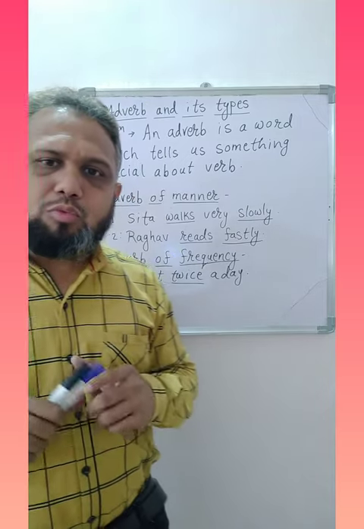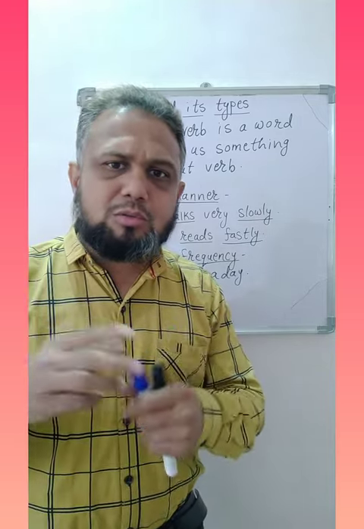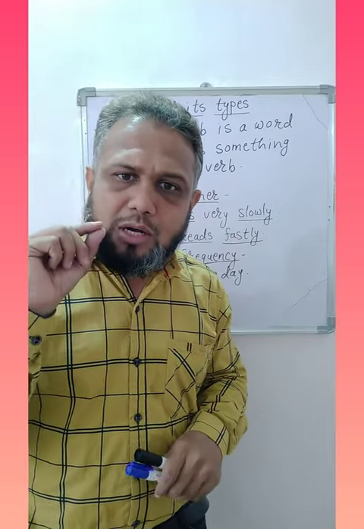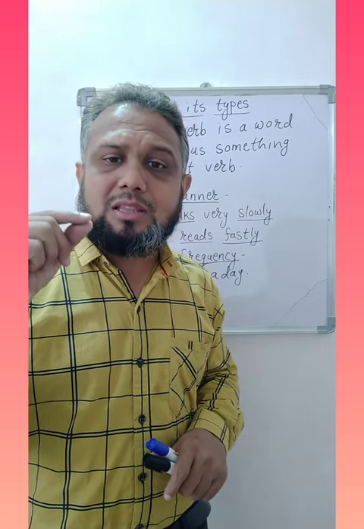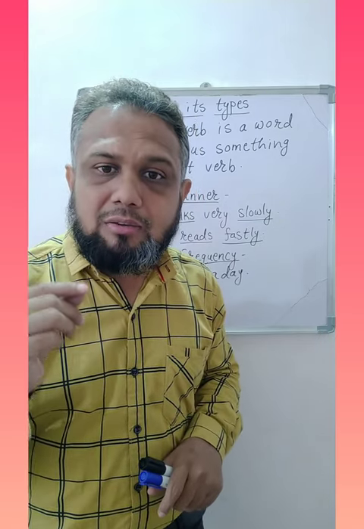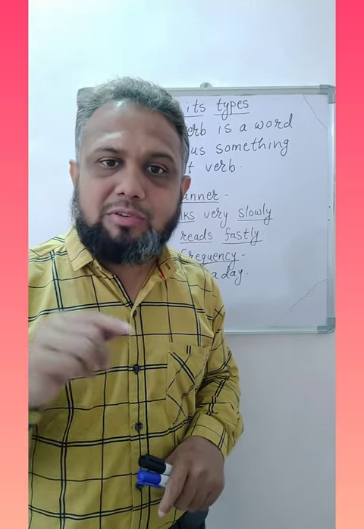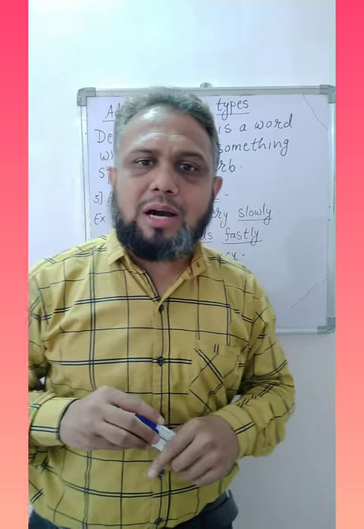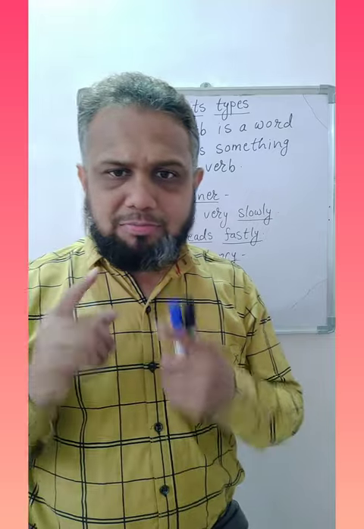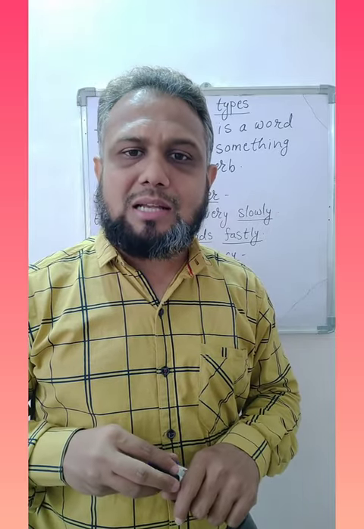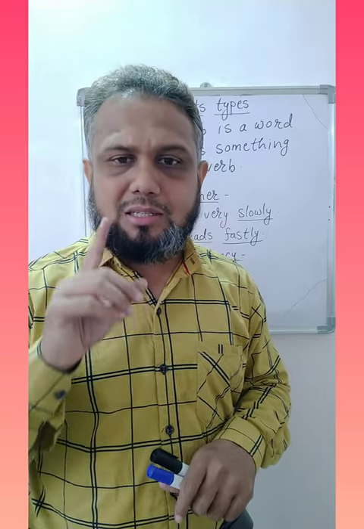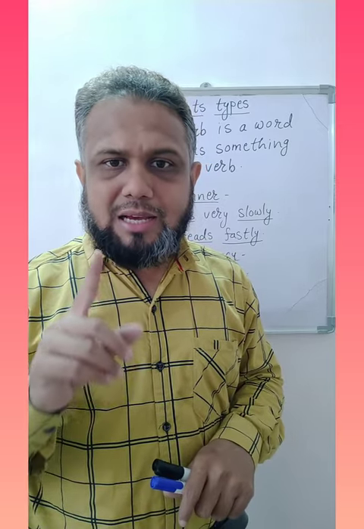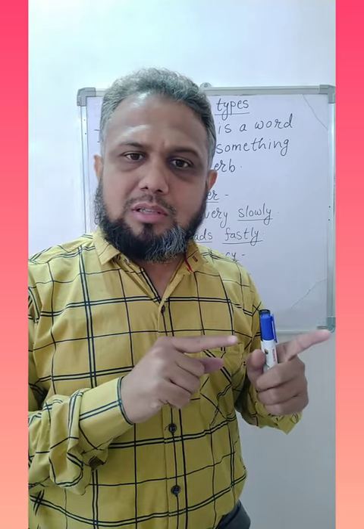So if you want to ask the question about adverb of time, then you have to start the question with when. With when, then you will get the answer about adverb of time. If you want to ask the question about adverb of place, then you have to start the question with where. With where, then you will get the answer about the place.